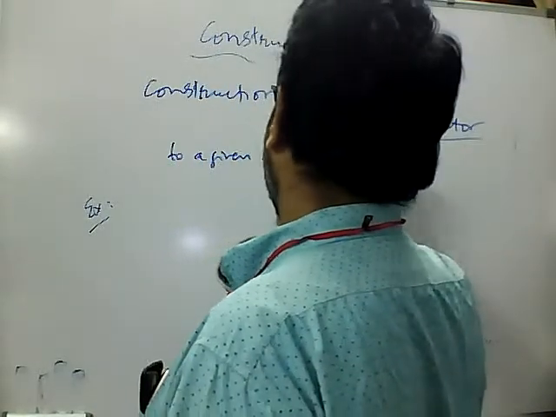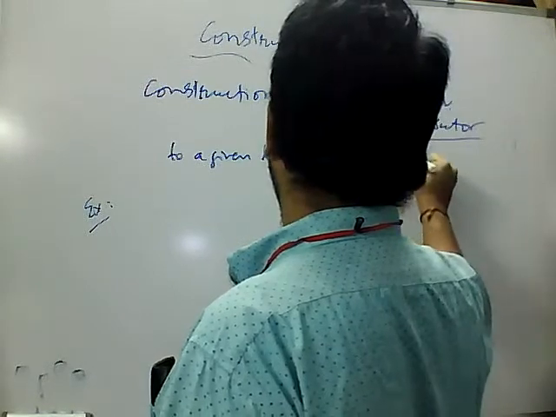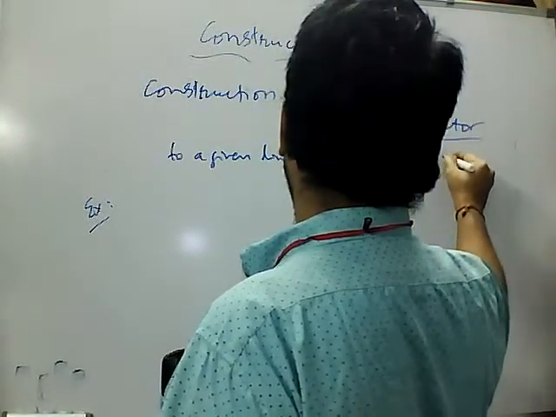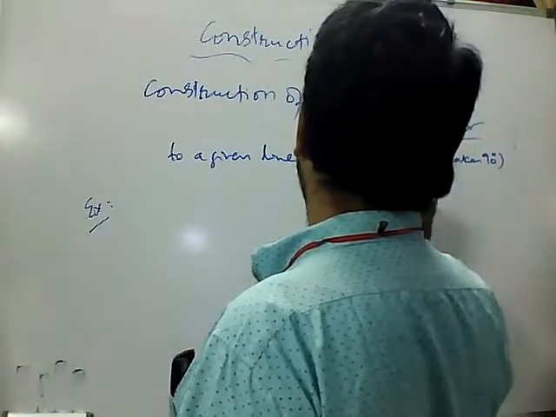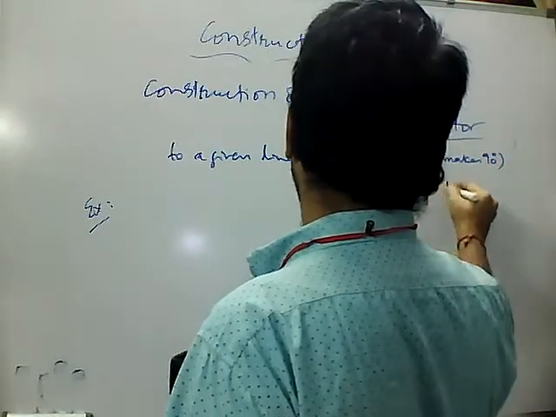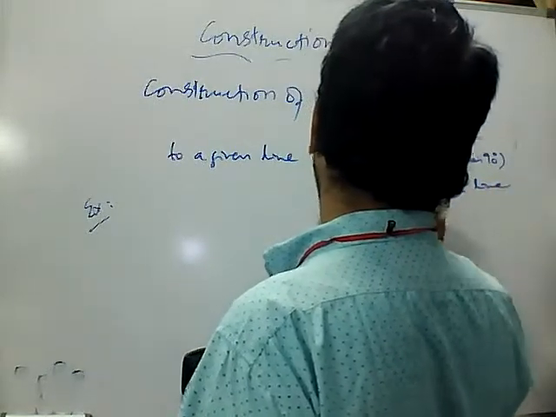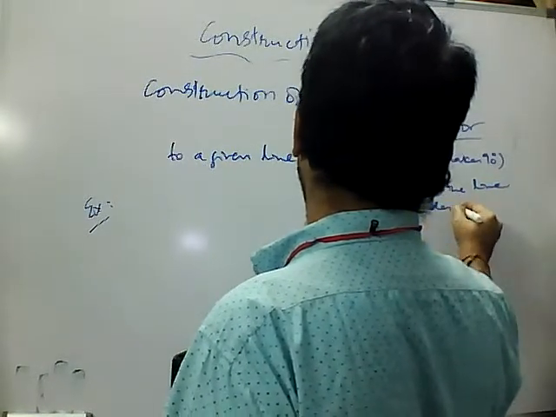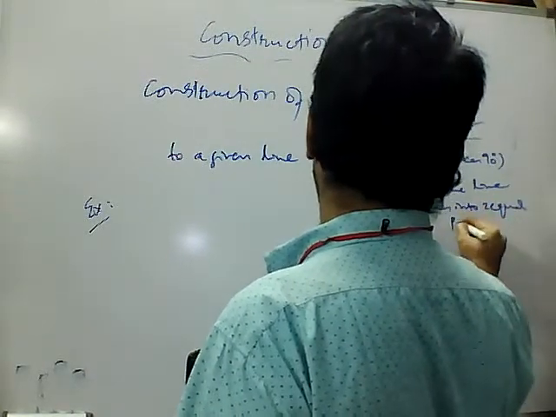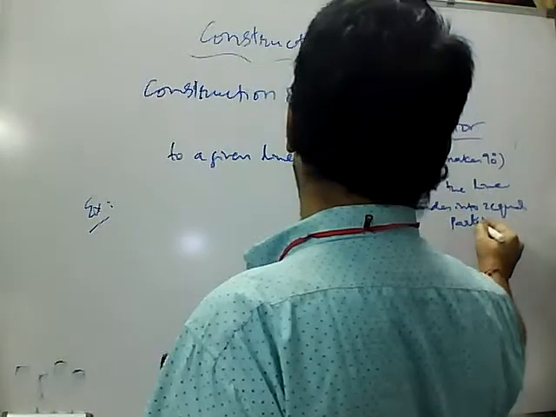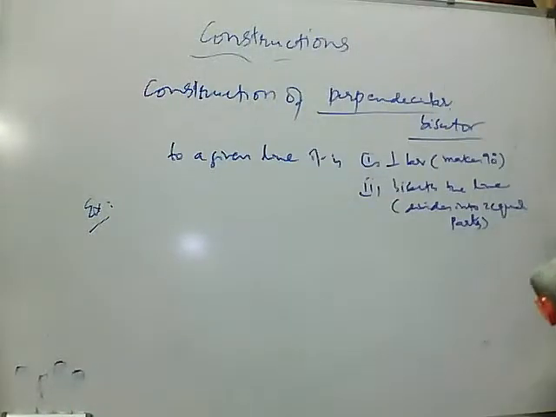First point is perpendicular, makes 90 degrees, and it bisects the line also. Both cases. Bisects the line means divides into two parts, into two equal parts. So perpendicular bisector of a given line acts as the perpendicular to the given line as well as bisecting the given line also.